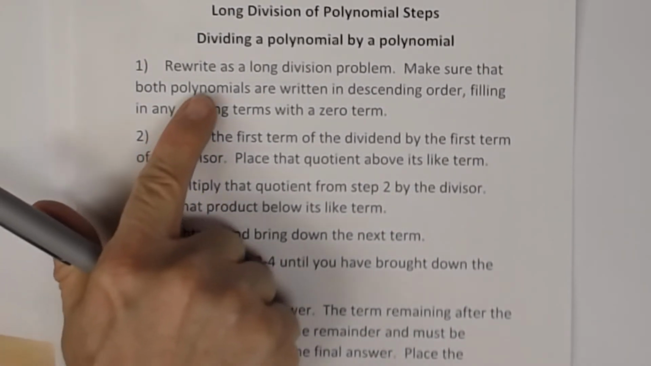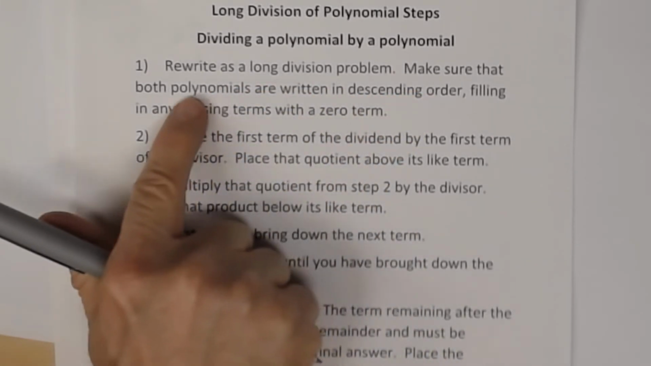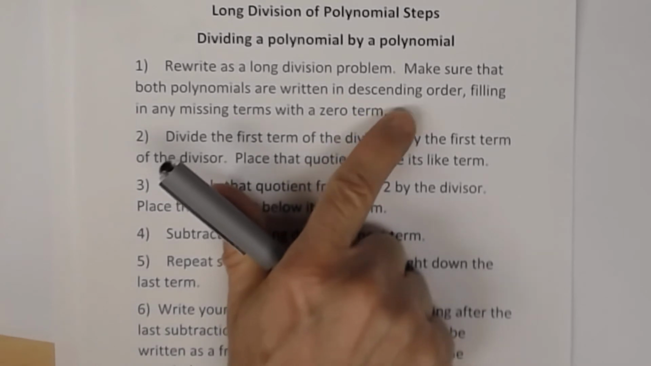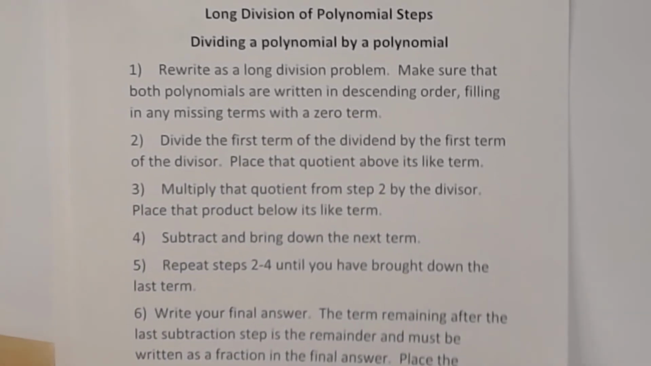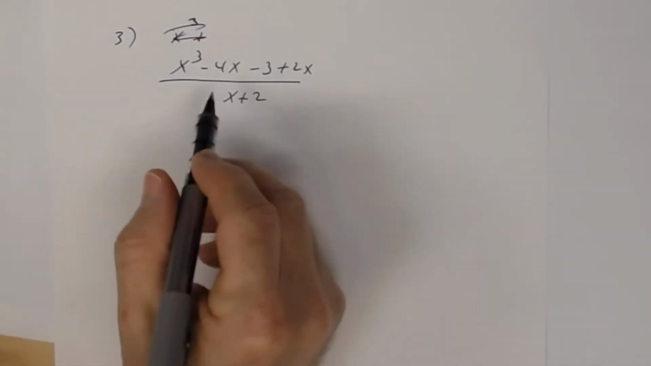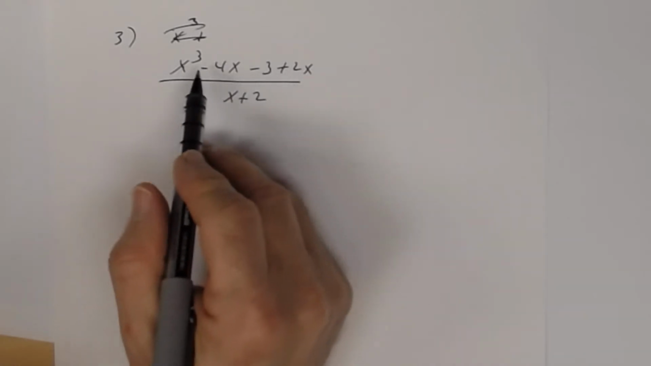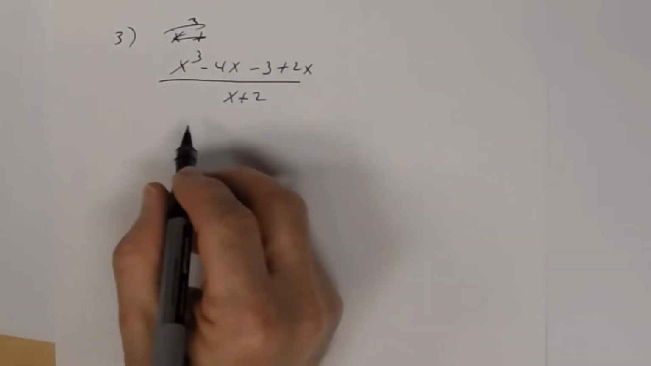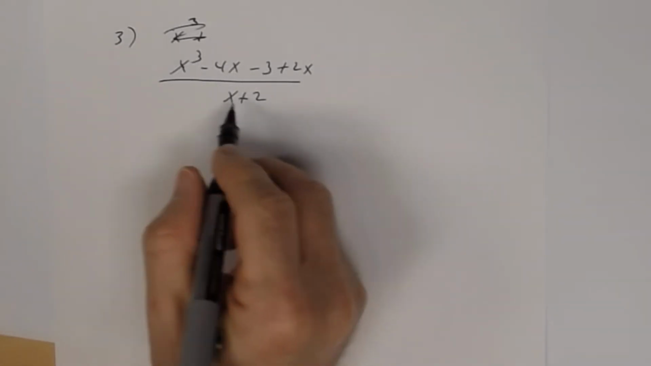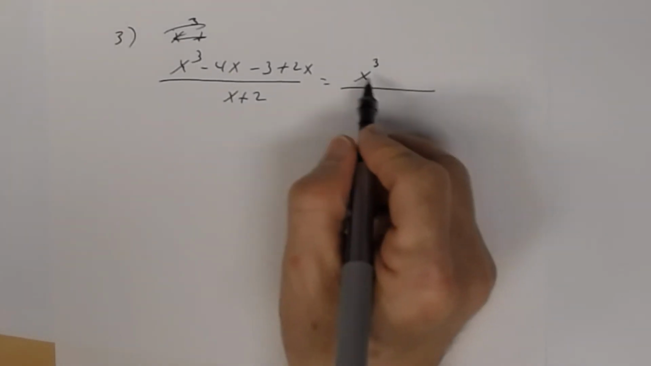So step 1, remember, you're going to rewrite this in long division, making sure that both polynomials are written in descending order, and any missing terms, you're going to put a 0 term. So notice though that this polynomial is not written in descending order. Okay, so remember the largest exponent you see is 3. So I'm going to go ahead and rewrite it here.